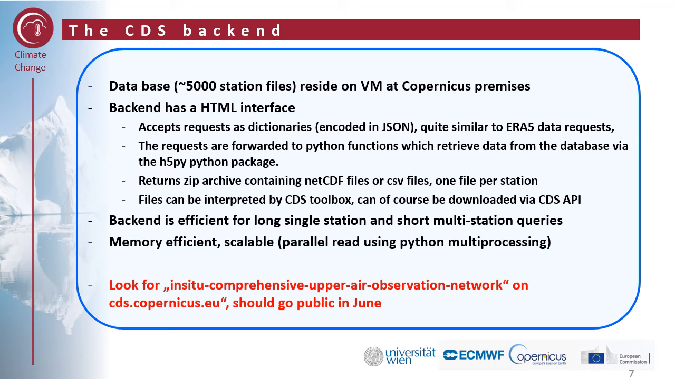The backend is efficient for extracting time series from single stations, but also for calculating a monthly mean for all stations. It is memory efficient and scalable, since retrievals of many stations or variables can be done in parallel. The service is not yet operational. Please look for In-situ Comprehensive Upper Air Observation Network in the Climate Data Store. The service should go public in June. Meanwhile, on the next slide, have a first glimpse at our Toolbox Viewer app.